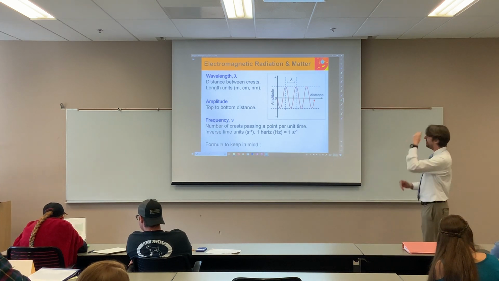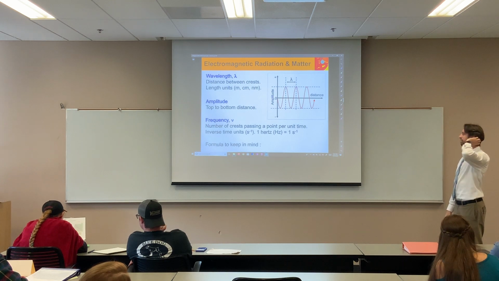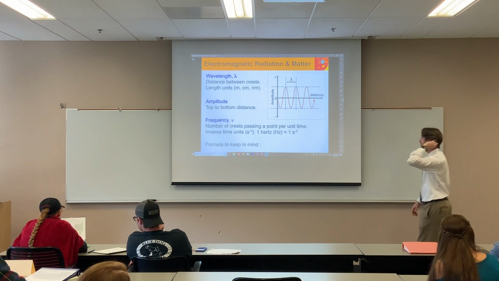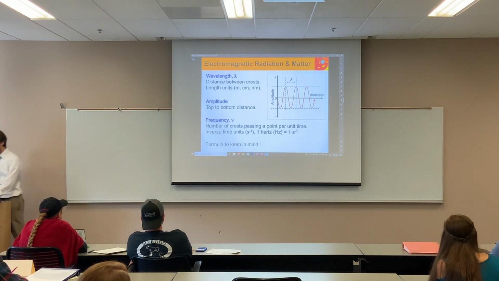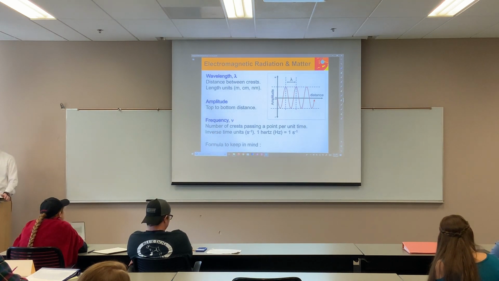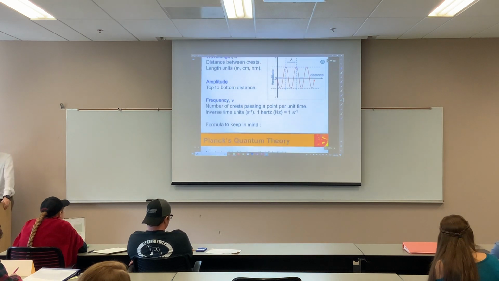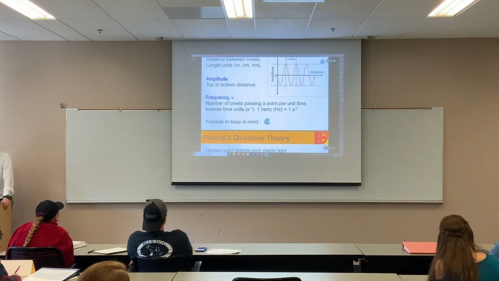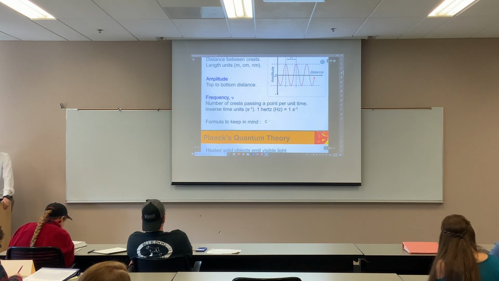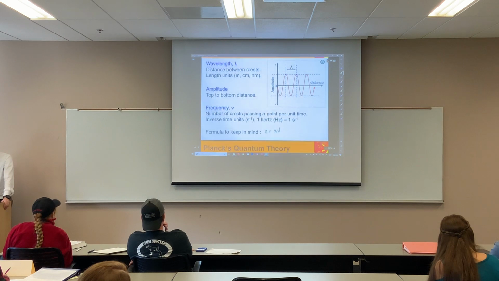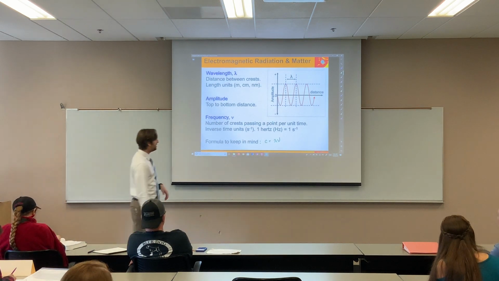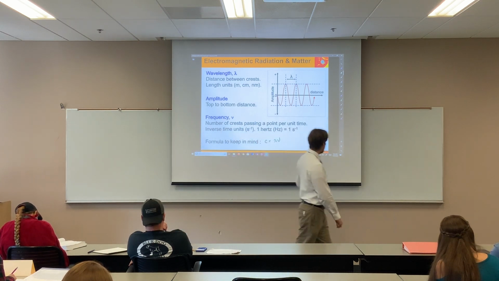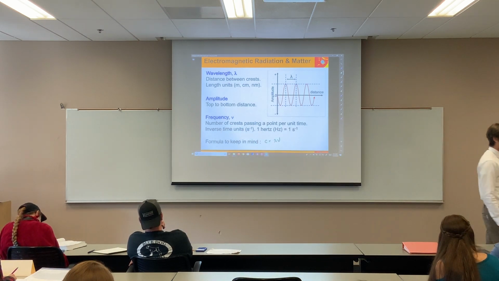So anyway, what's the relationship between wavelength and amplitude and frequency and all this kind of stuff? Let me give you the equation here first. One formula to keep in mind is c, which represents the speed of light, is equal to lambda, the wavelength, times the frequency, okay?